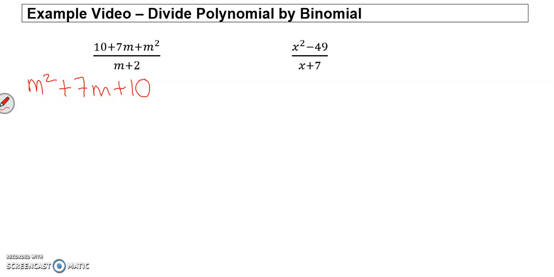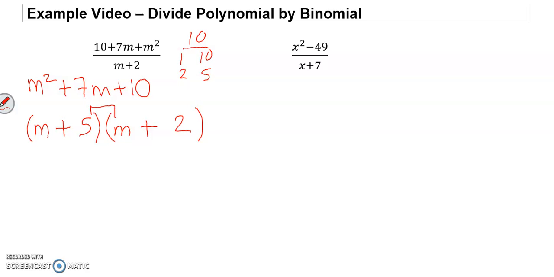So I know my factors of 10 are 1 and 10 and 2 and 5. So if I write that out, I have an m here and an m here because of that m squared. And I know I want factors that multiply to 10 but add to 7. So I'm going to choose 2 and 5. And I know they're both going to be positive because of that positive 7m. So I'm going to have 5 here and 2 here.